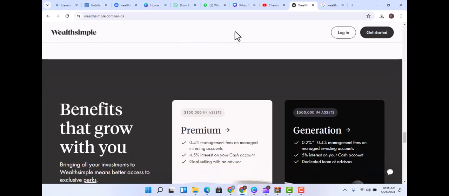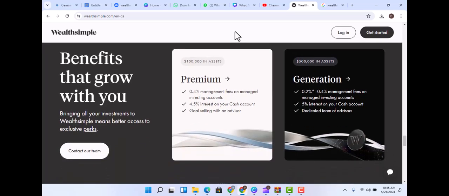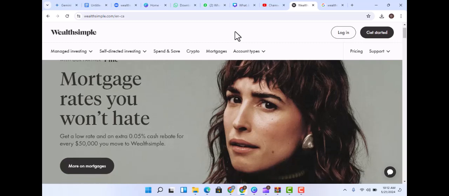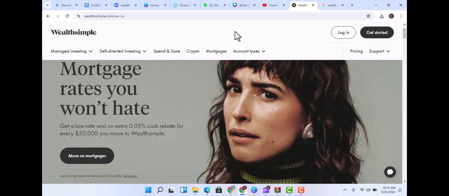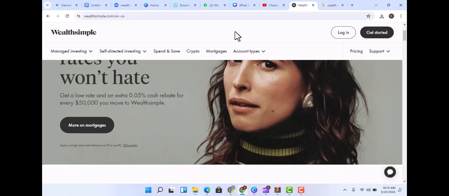To mitigate this, Wealthsimple offers a USD account option for self-directed trading. For core clients, this USD account comes with a $10 monthly fee. However, if you're a premium or generation client, the USD account fee is waived. By using a USD account, you can deposit US dollars directly or convert a larger sum of CAD to USD once, paying the 1.5% conversion fee only on that initial conversion.